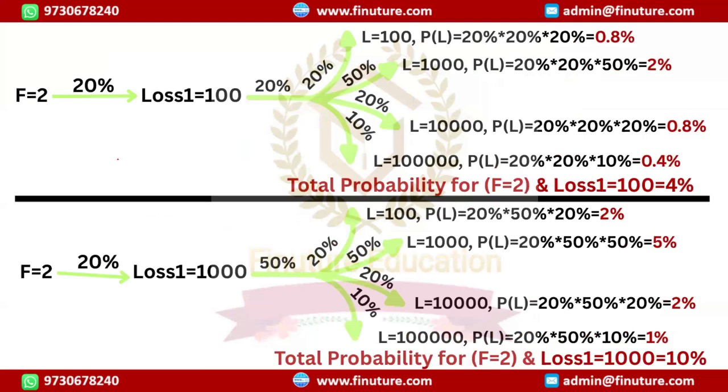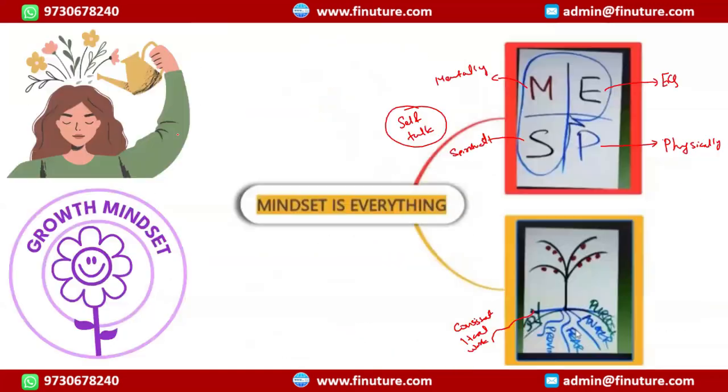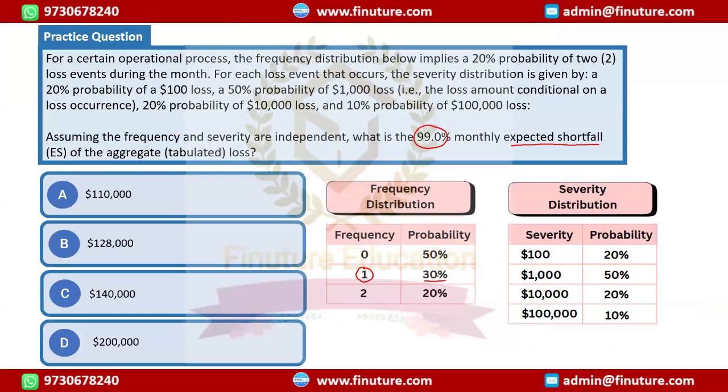So when frequency is 2 and loss is 100, now what we will do is go back to the table. When there was a frequency of 1, these losses could only happen once. But now frequency is 2, so these losses can happen twice.